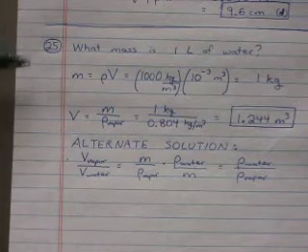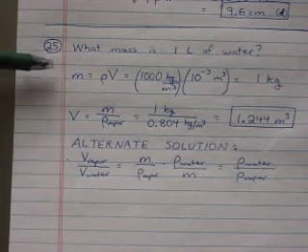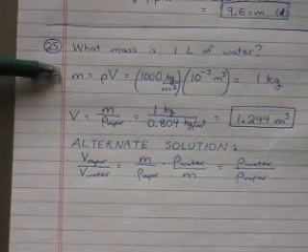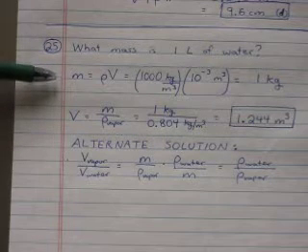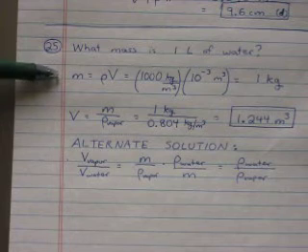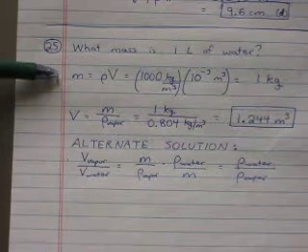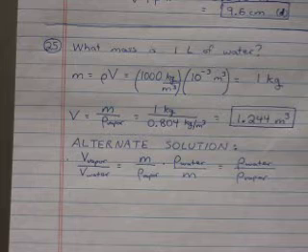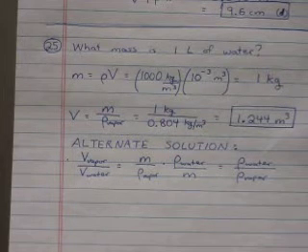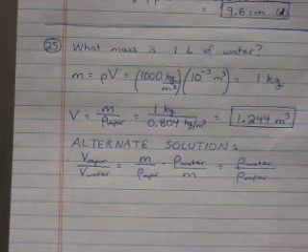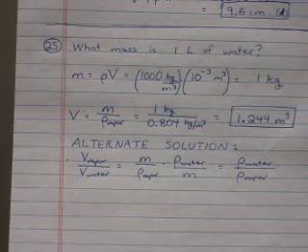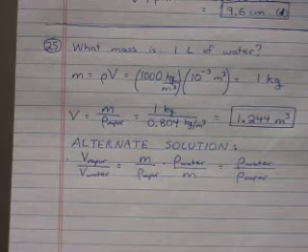So the mass of 1 liter of water is density times volume. So 1,000 kilograms per meter cubed times a liter is 1,000th of a cubic meter. And so you get 1 liter is a kilogram. Volume then of water vapor is going to be that mass divided by the density of water vapor. So 1 kilogram divided by 0.804 kilograms per meter cubed, and we get an answer of 1.244 meters cubed.